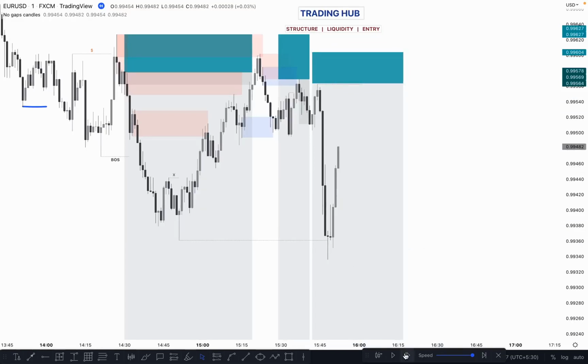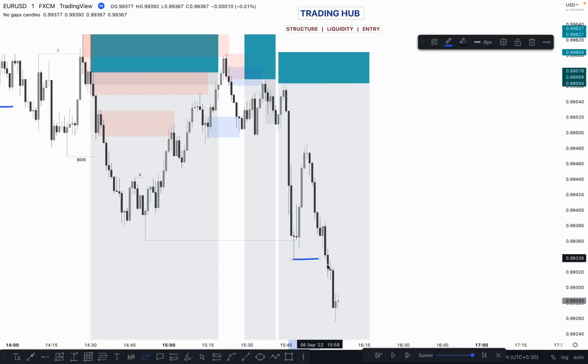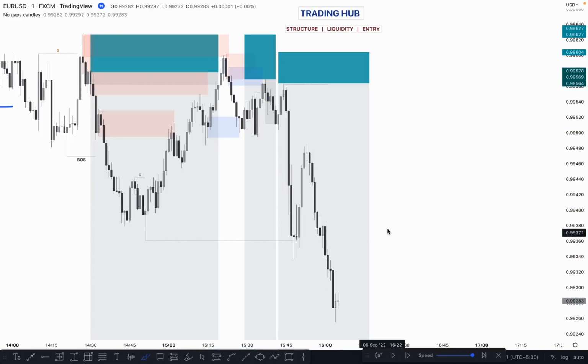So let's see what happened next here. Market finally break this minor structure here. Where is our next internal high? This one is our next possible high, and you can sell after taking out this high, right? So this is our first internal high here because market moving something like this, right? So let's see what happened next here.